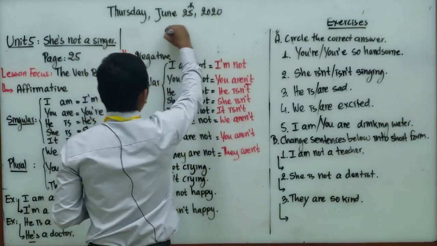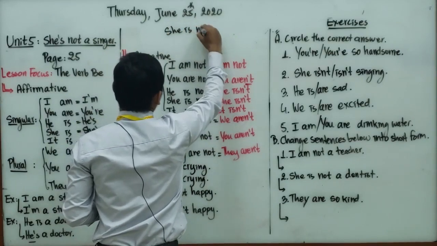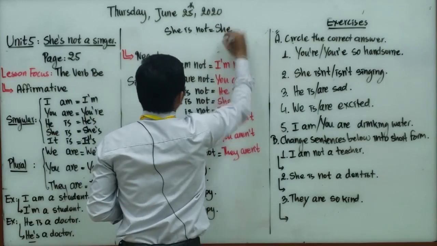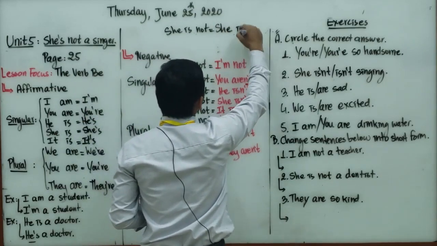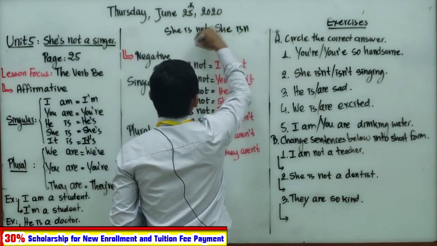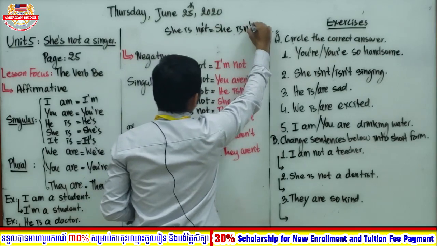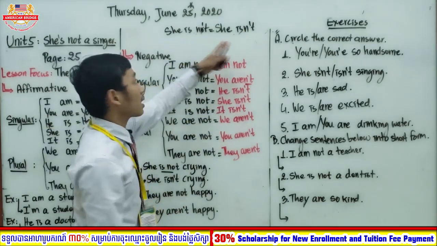Look at me all together. She is not equals what? She still remains the same, right? Is also remains the same, but not here. You just delete O, or we can change O to an apostrophe and add T. Okay, she isn't. She is not becomes she isn't.